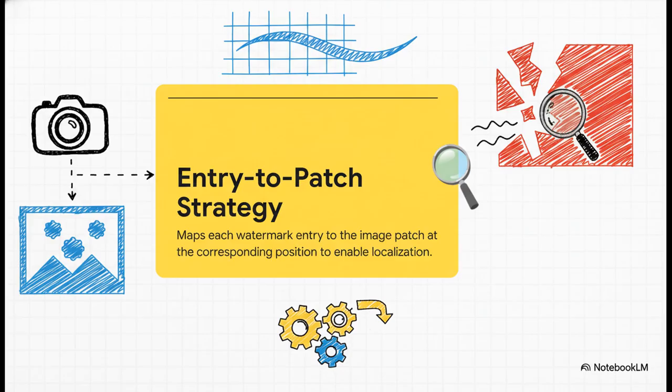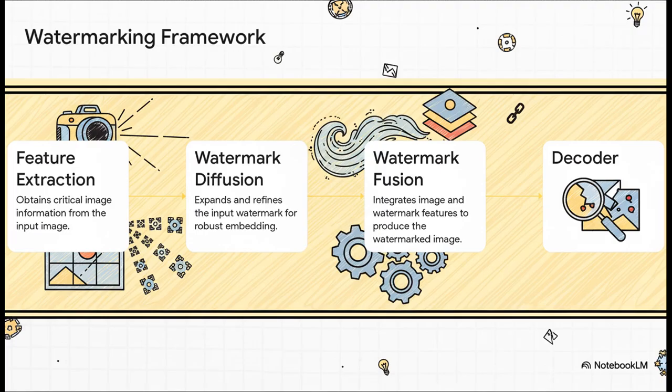And how is localization achieved? Through an entry-to-patch strategy. The watermark is a matrix. Each entry in that matrix is embedded into a corresponding patch in the image. This preserves the spatial relationship. If a region of the image is manipulated, only the watermark data in the corresponding patches is corrupted. The end-to-end framework involves extracting image features, diffusing the watermark across the image patches, and then fusing it with the image content. To verify an image, a decoder attempts to recover that watermark. Any damage found in the recovered watermark signals that tampering has occurred.